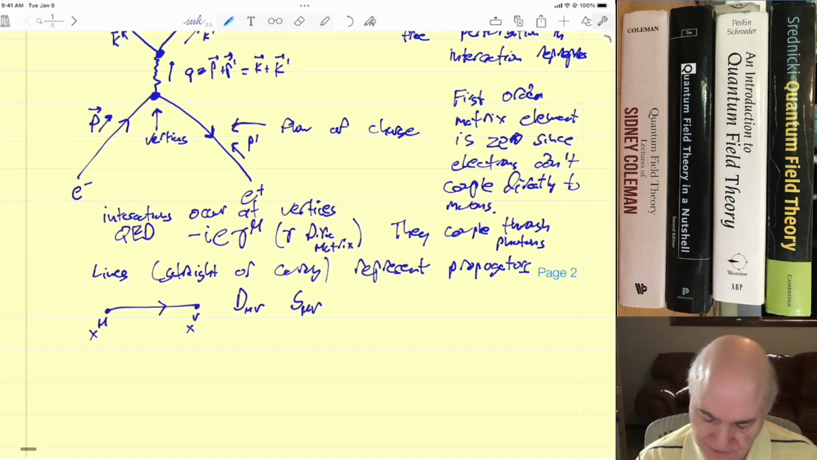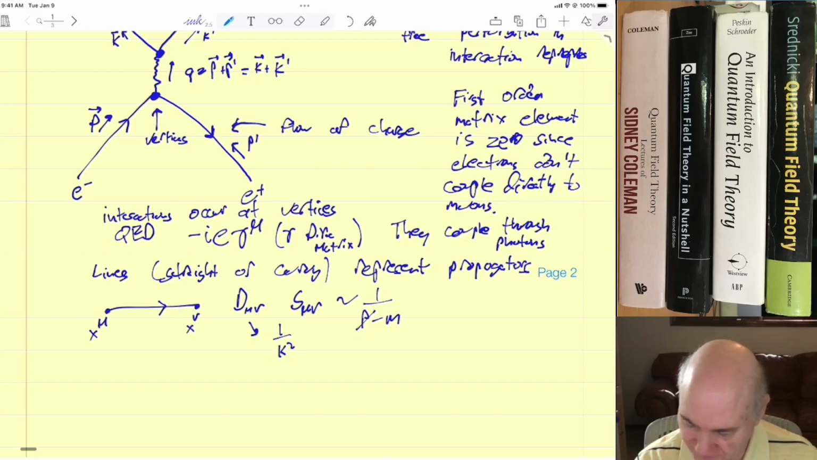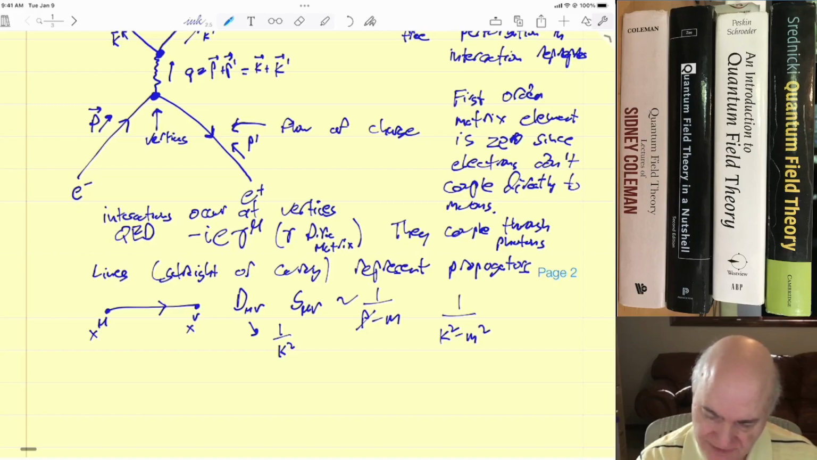So we get certain propagators, which we'll derive. For an electron, it's something like 1 over p slash minus m, and for a photon, it's like 1 over k squared, and for a scalar particle, it's like 1 over k squared minus m squared, and so on. k is the momentum. So we'll get to all that later, but everything on this Feynman diagram represents a factor.